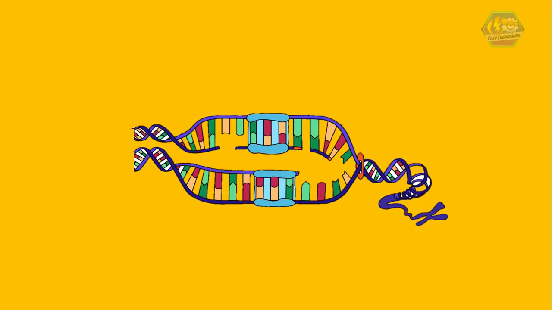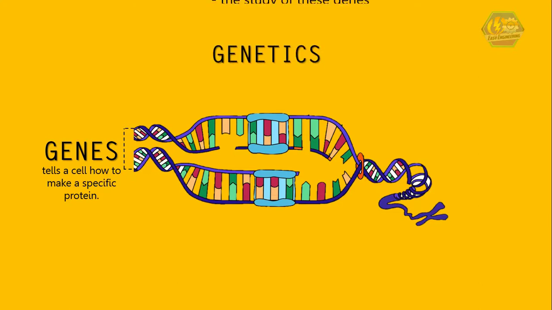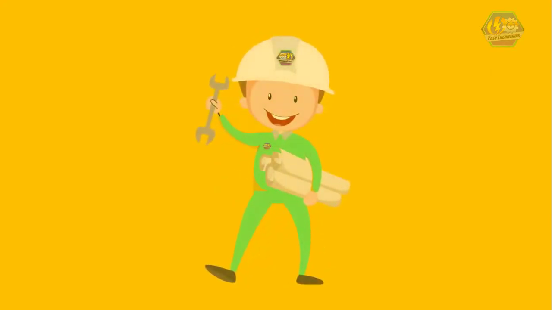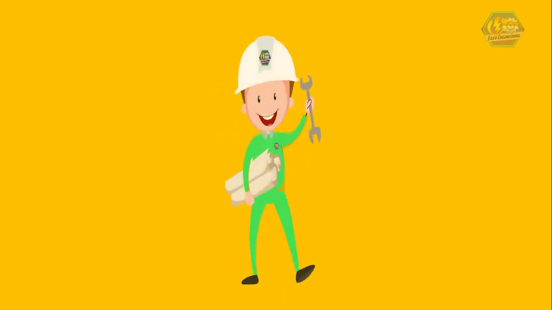Now, within each strand of DNA are sets of instructions called genes. A gene tells a cell how to make a specific protein. Genetics is the study of these genes, and we have a whole video of it for you in another topic. Please check it out. So learners, now we've learned something about DNA and how we are actually all related to each other.